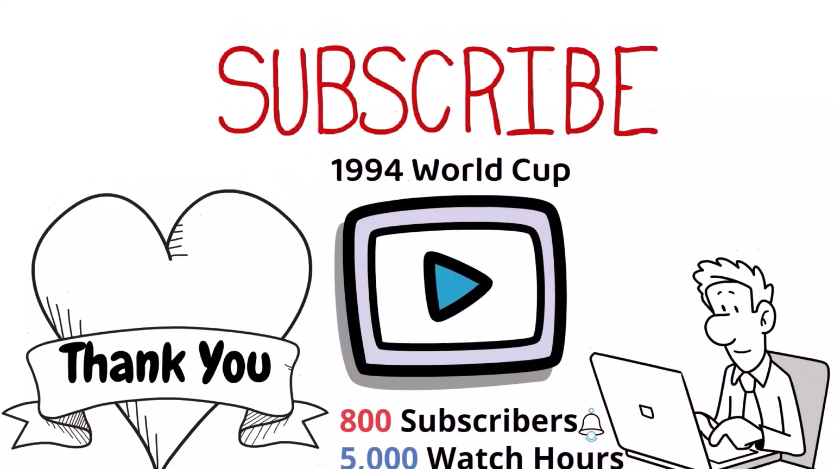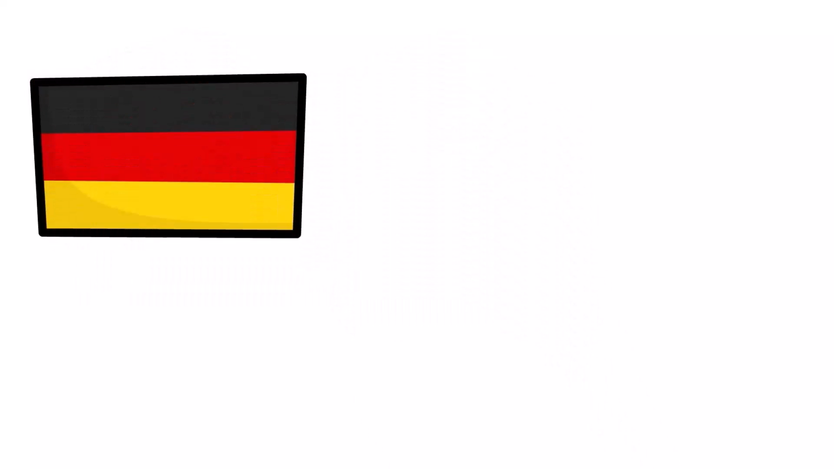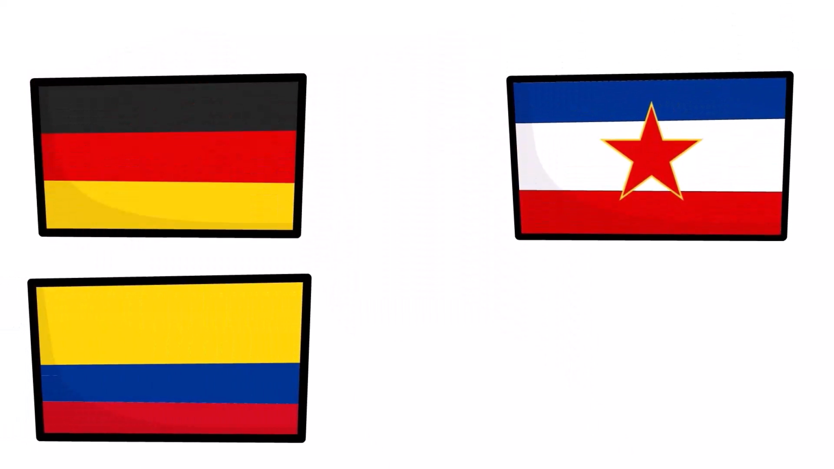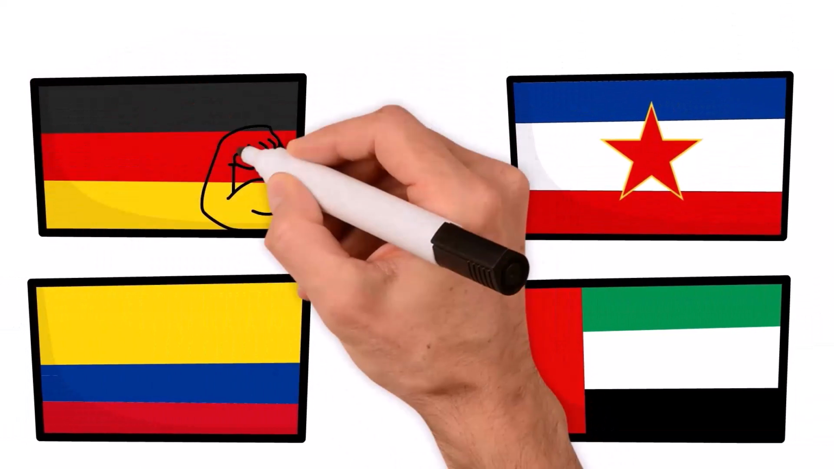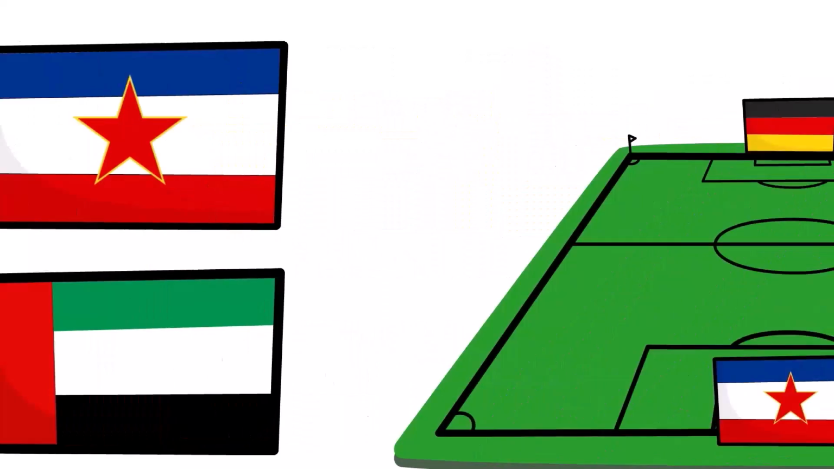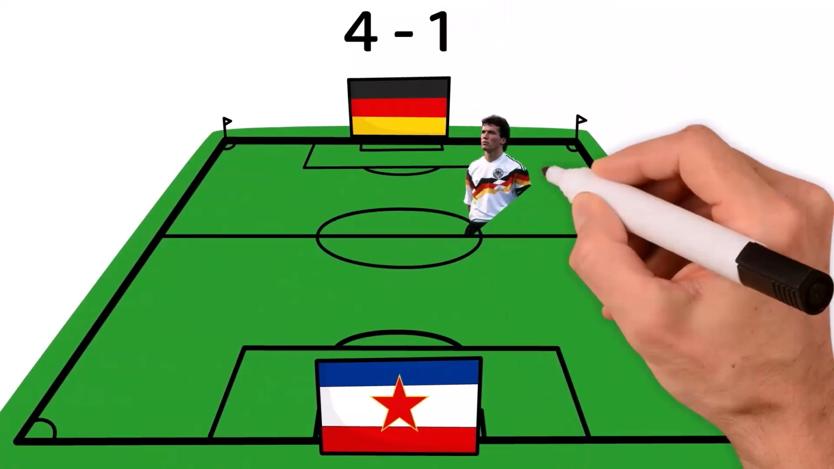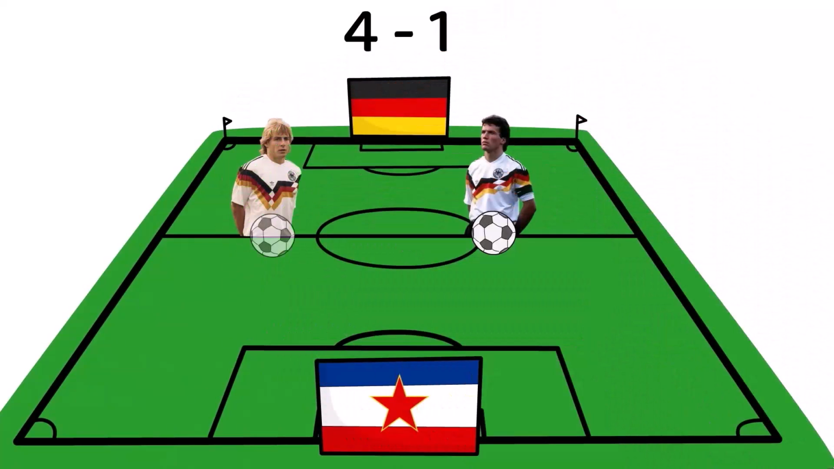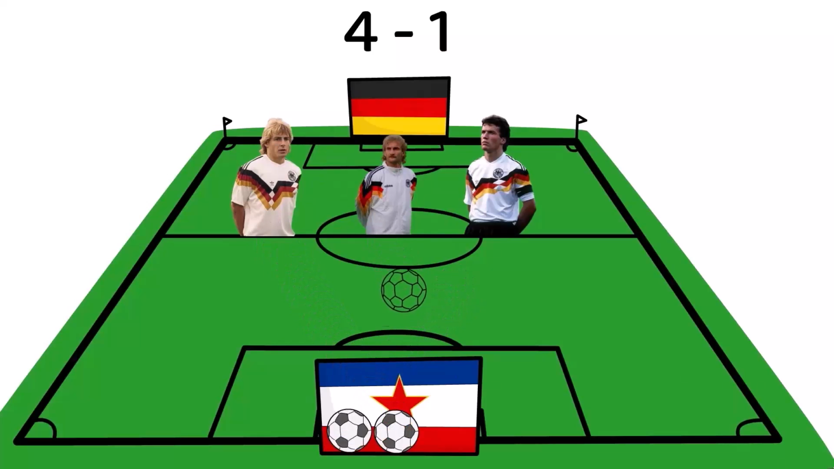Germany was drawn into a group with Yugoslavia, Colombia and the UAE. They would make very light work of it. They opened against Yugoslavia and hit the ground running. They thumped them 4-1 thanks to 2 goals from Lothar Matthaus and 1 each from Jürgen Klinsmann and Rudi Völler. Matthaus scored with 2 excellent long-range shots.